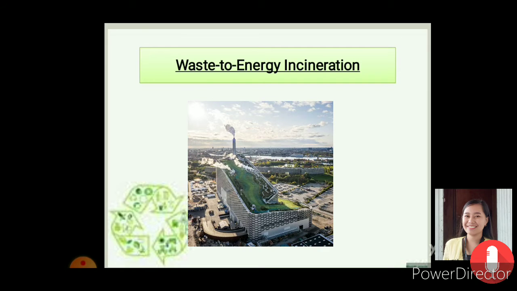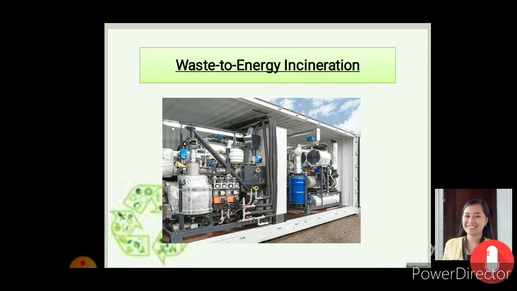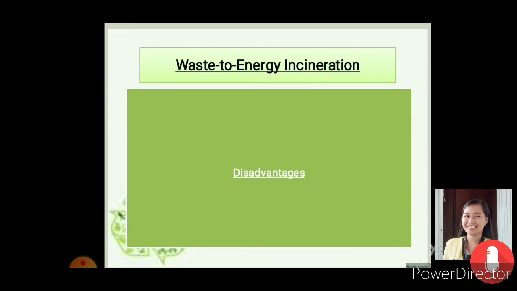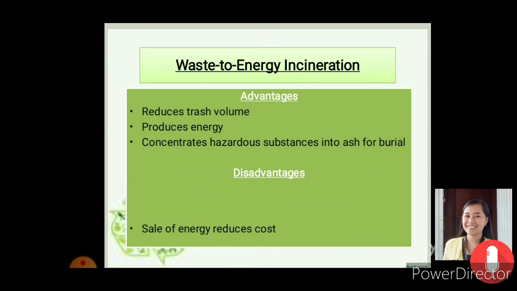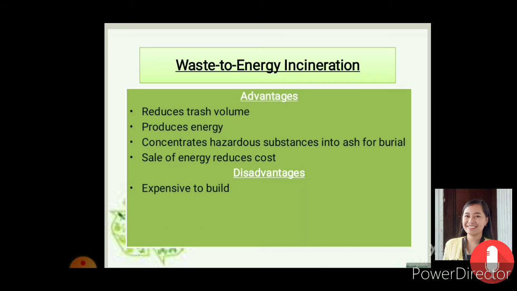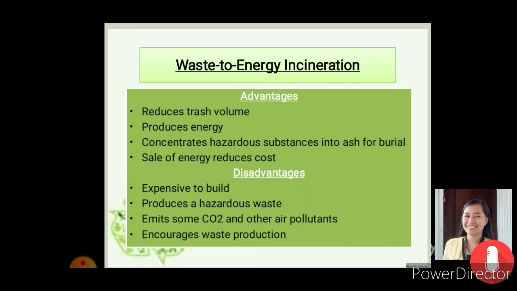MSW is burned in more than 800 large waste-to-energy incinerators, which use the heat they generate to boil water and make steam for heating water or interior spaces and for producing electricity. There are advantages and disadvantages of using this. Some of the advantages are that it reduces trash volume, produces energy, and concentrates hazardous substances into ash for burial, and the sale of energy reduces cost. Some of the disadvantages are that it is expensive, it produces a hazardous waste, emits some CO2 and other air pollutants, and encourages waste production.